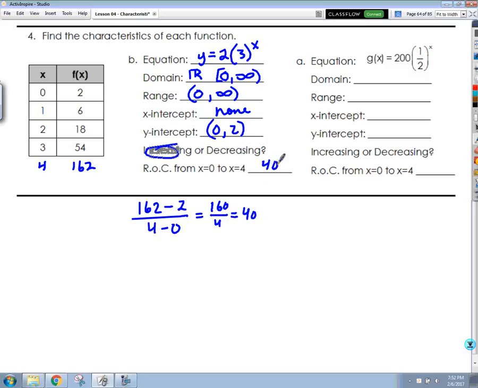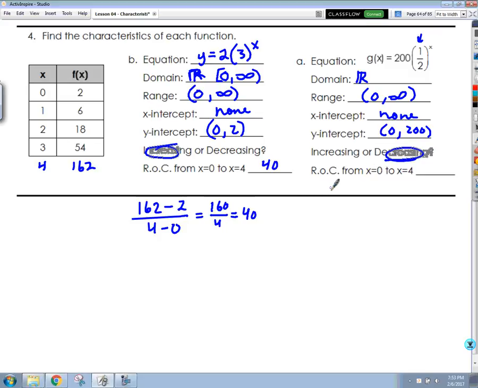This one, let's see, domain. There's not a table here, so really you're going to have to say all real numbers. Range, remember, it's going to get closer and closer to 0, but never touch it, to infinity. X-intercepts will be none again. Y-intercept, plug in 0. It should be 200. It's decreasing based on the rate. If I plug in 0, we get 200. If I plug in 4, we get 12.5.